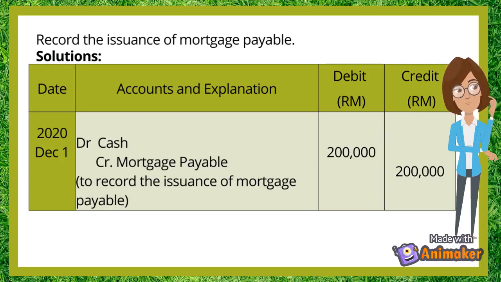To record the issuance of mortgage payable, on December 31st, 2020, we will debit cash or bank with the amount of 200,000 ringgit and we will credit mortgage payable with the same amount. The explanation for this journal entry is to record the issuance of mortgage payable.